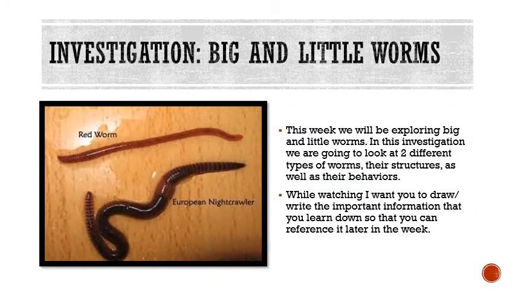Okay, so we've been having our investigation on big and little worms. Here in the picture, you see the red worm, and then you see the European nightcrawler. We've already talked about the red worm quite a bit, and we're going to look at this European nightcrawler, or just the nightcrawler in general. There are different types, the European, the Canadian, but we're going to be looking at the nightcrawler itself. So while you're watching, feel free to draw a picture or write some notes down of things that you've seen and that you've learned throughout this process.